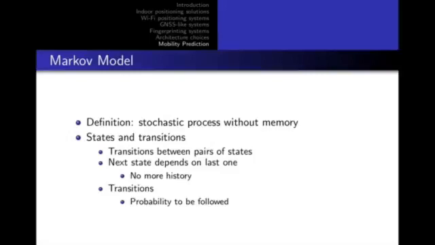So what's a Markov model, since we will be starting with that? By definition, it's a stochastic process without memory. It's stochastic because it labels its transitions with probabilities to be followed. So from one state you have some outgoing transitions, and each transition has a probability to be used by your subject of study. The transitions happen between pairs of states, so you have the source state and the destination state, and the next state only depends on the last one, since the Markov model is a process without memory. So you have no more than the last location as history.